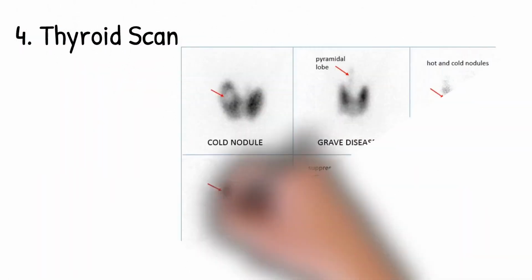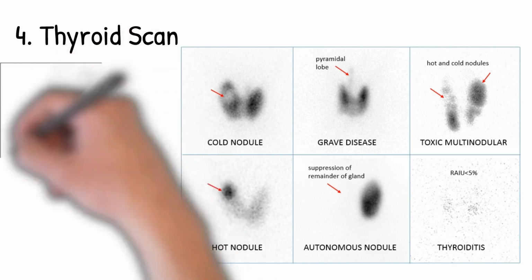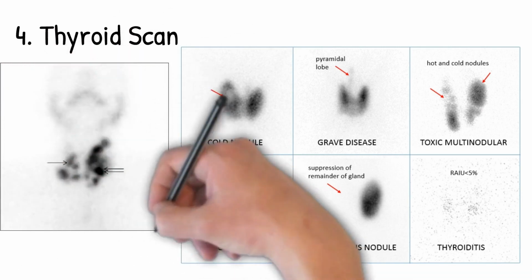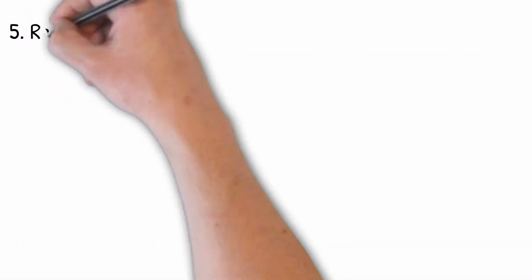Another simple test done in nuclear medicine is the thyroid scan, simply looking at the amount of uptake in the thyroid, which indicates thyroid function. A number of diseases, including hot and cold nodules, Graves' disease, which is overactive thyroid, autonomous functioning nodule, which is also overactive thyroid, and of course the goiter, which you can actually see there on the far left.